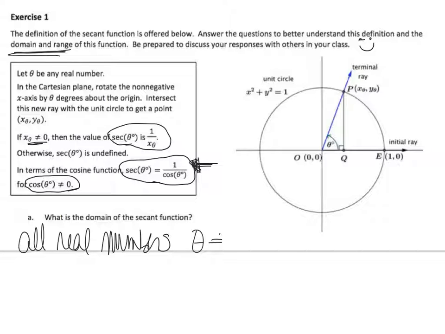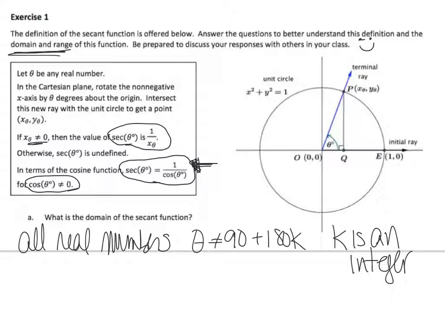But theta cannot equal 90 or any combination of 90. Theta cannot be 90 or 270 or back up to 90. I can't stay here, can't go down there, or anywhere else. So this would be 180 times k. Every time I hit the y-axis, I've gone another 180. That's why it has to be an integer, because any whole number times 180 plus 90 is what theta cannot equal.